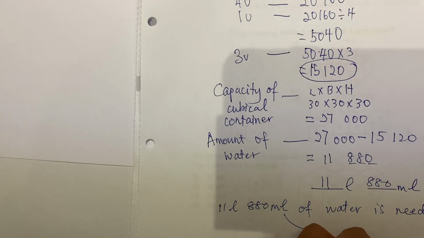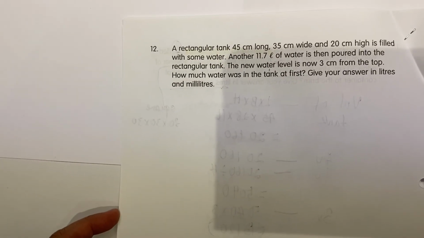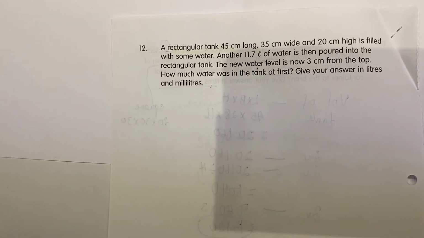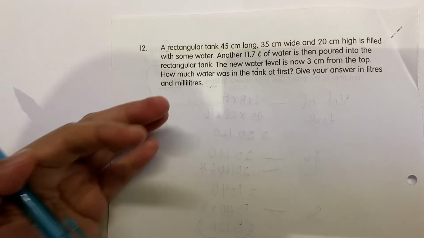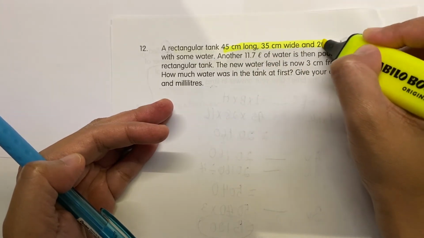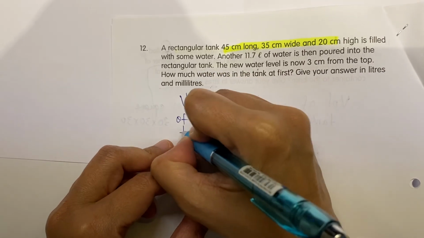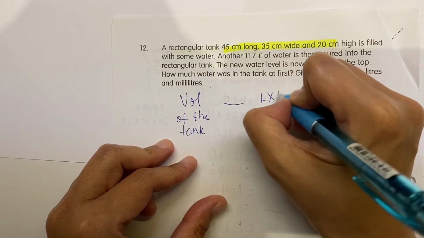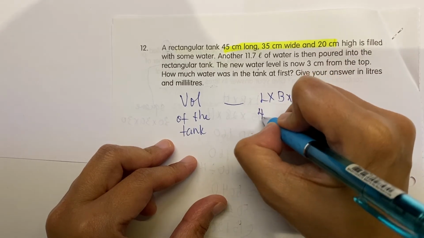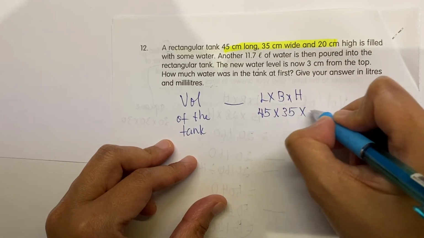All right. Done? Okay, let's look at the last question, 12. Okay, read the question first. A rectangular tank, 45 cm long, 35 cm wide, and 20 cm high is filled with some water. So first of all, I know this information. So what I need to do is to find the volume of the tank. Okay, so that's length times breadth times height, which is 45 by 35 by 20.